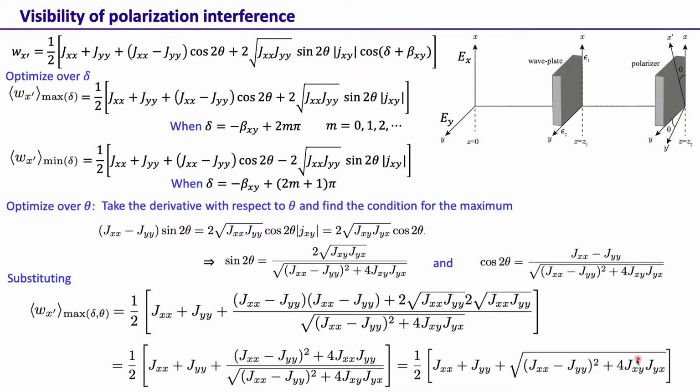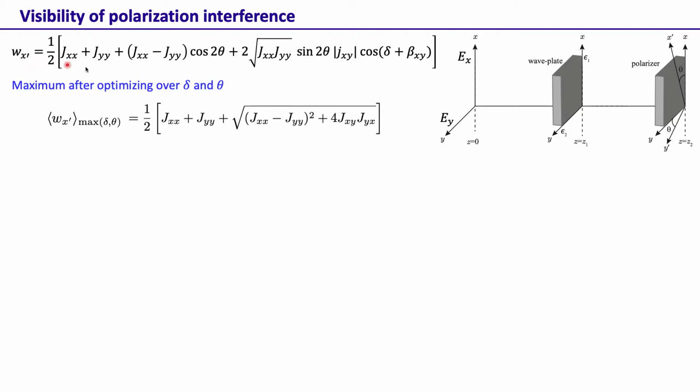And again, this jxy is the quantity we are after. That's the correlation between the field vibrations in the two different directions. Okay, so that's the intensity expression, and this is the expression for the maximum of the intensity maximized over delta and theta. So that is the expression given in terms of jxx, jyy, jxy, jyx.